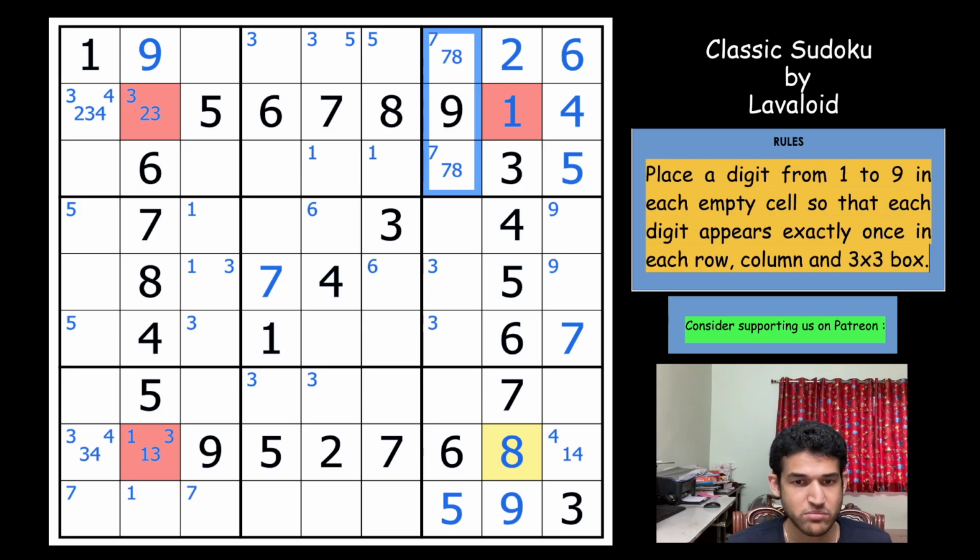Let me quickly put that in. 6 7 8 3 5 9. I need 1 2 and 4. I have a 4 staring down at this cell, so that is a 1, that is a 4, and that is a 2.